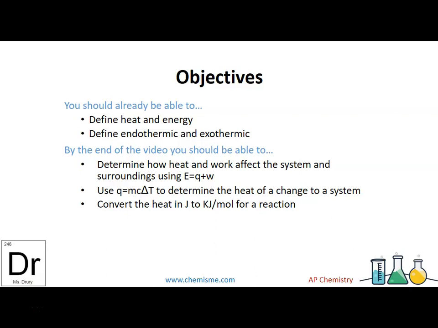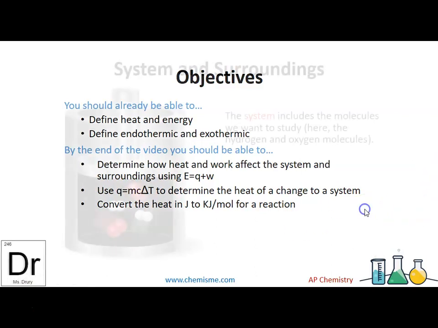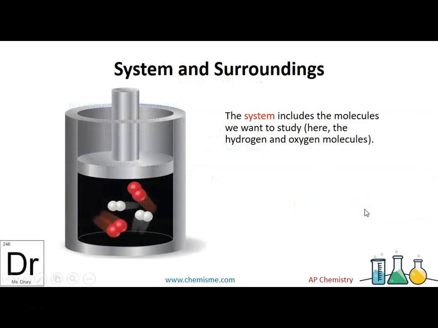We'll get to it. Use Q = mcΔT from the regents chemistry to determine the heat change in the system. And after you get that, convert those joules to kilojoules per mole for a reaction. So first, we just need to define a few terms.